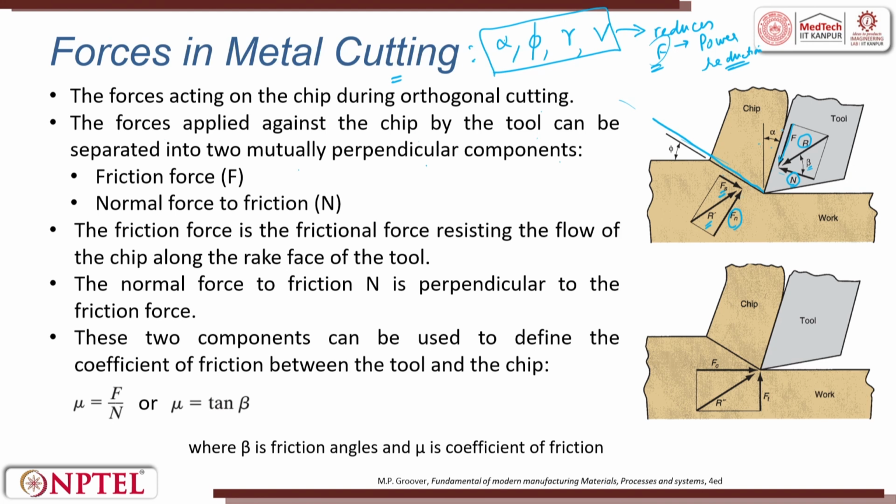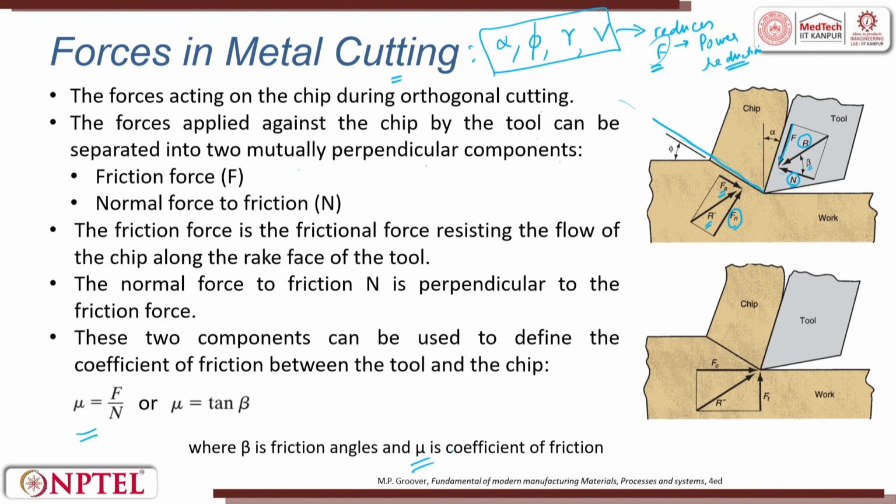Along the tool face, the rake face, is the friction force F. Perpendicular to that is N. These two components can be used to define the coefficient of friction, which is nothing but F by N. So mu, the coefficient of friction, is defined as F by N, or mu is equal to tan beta. Beta is the friction angle, mu is the coefficient of friction.